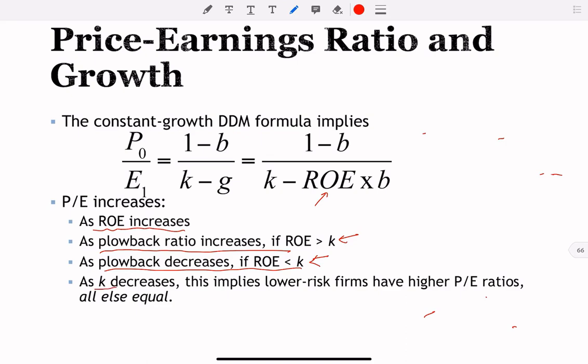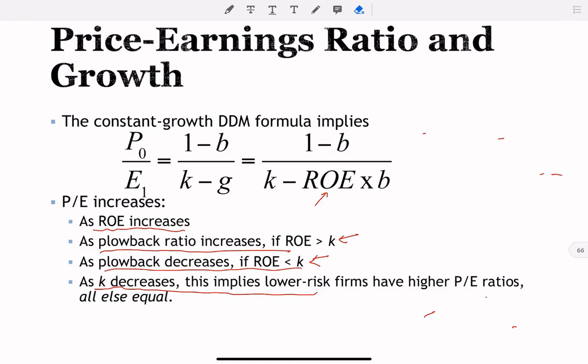Now, the last result: we can show that if the firm's K, that is, the firm's market capitalization rate, decreases, then the denominator will decrease. This implies that the PE ratio will be higher, right?